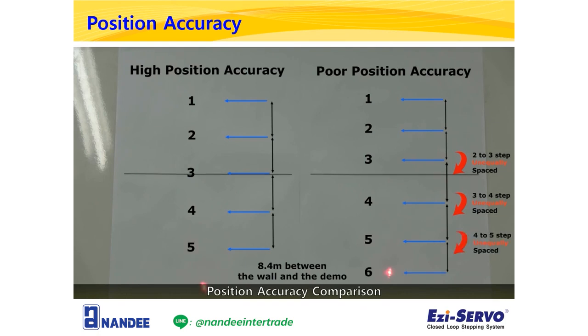As you can see, if the position accuracy is good, you can see that the intervals are all constant and there is no position error. If the position accuracy is poor, the intervals are not constant and you can see position errors. Good position accuracy means that when it is moved in one direction, it moves accurately without showing any errors.